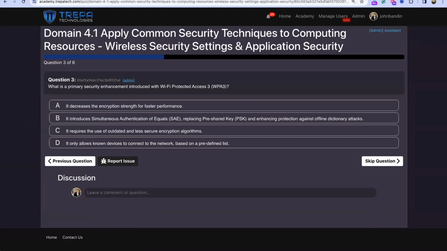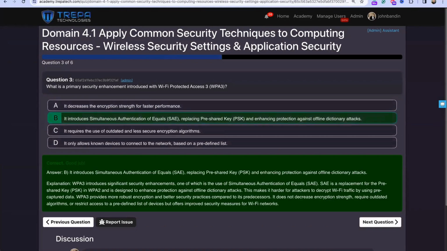Question 3. What is the primary security enhancement introduced with Wi-Fi Protected Access 3? That's going to be B. I didn't describe in the slides how it does extra brute force protection and provides perfect forward secrecy. That's because it does SAE, simultaneous authentication of equals, where it's going to replace that pre-shared key and enhance protection against offline dictionary attacks for every single authentication session, okay? So it introduces a technology called SAE.